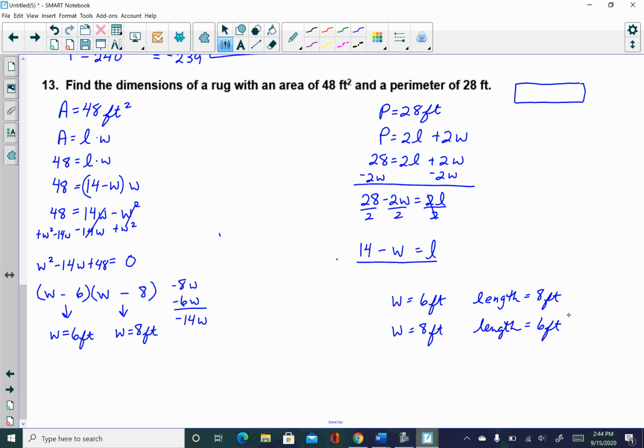Essentially, this rug is 6 by 8, or 8 by 6. It's the same thing, okay? So I just don't want you to get hung up in that regard. But there are other problems where the difference matters, so I want to go ahead and show both of those.